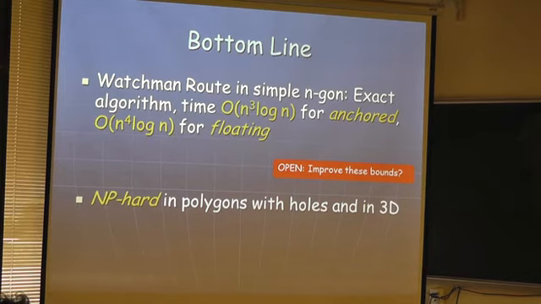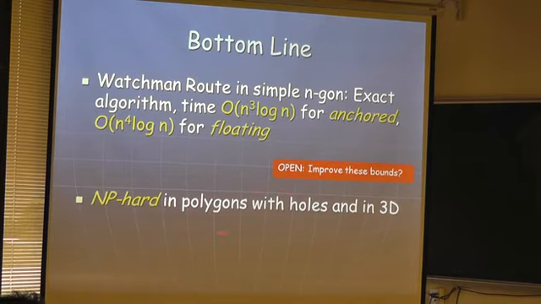And conceivably, it could be solved in linear time. This is the time to find the solution. I'll give some hints how we do it, but that's not the main purpose of this talk. The main purpose of this talk is to deal with this harder problem.